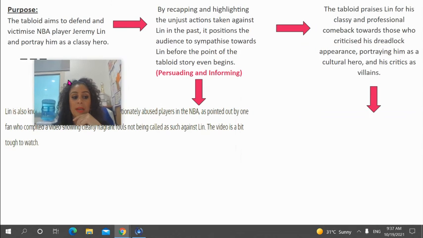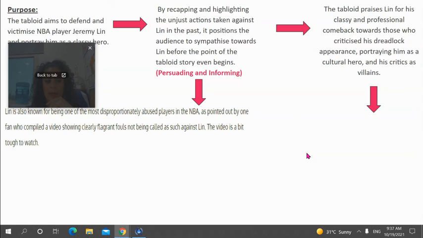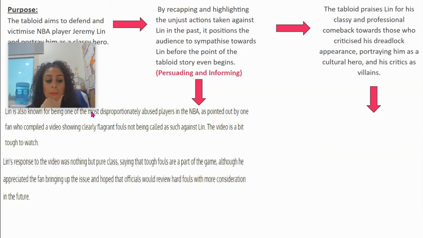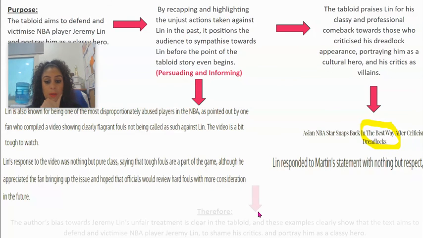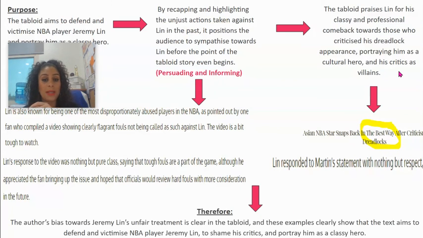Now, how do I know this? Let's have a quick look at the evidence that I have. Okay, I am going to let you read the evidence yourself here, but I've just screenshotted a few areas where I can see the purpose of the text, the persuasion, and the ideologies that the author has coming through. Okay, snaps back in the best way is one. And so, to conclude, what I can say is the author's bias towards Jeremy Lin's unfair treatment is very clear in the tabloid. And these examples that I've got on the screen here clearly show that the text aims to defend and victimize NBA player Jeremy Lin, to shame his critics, and portray him as a classy hero.